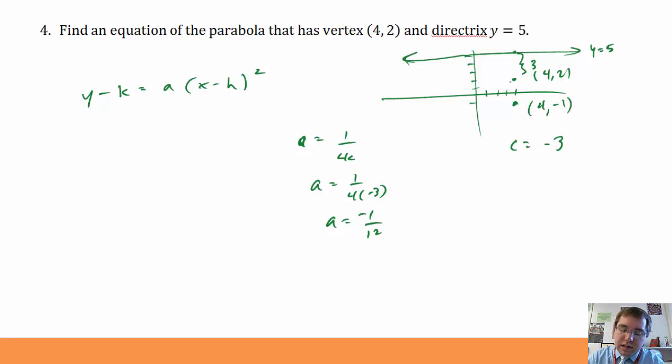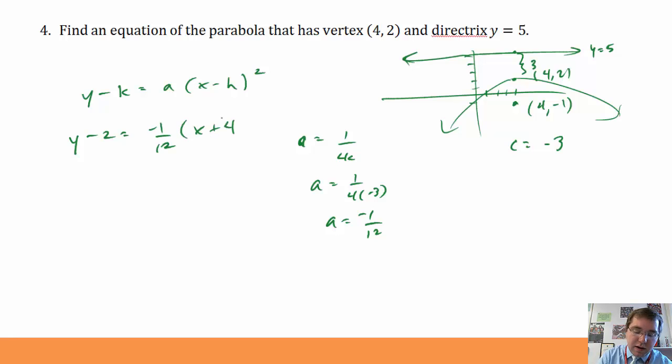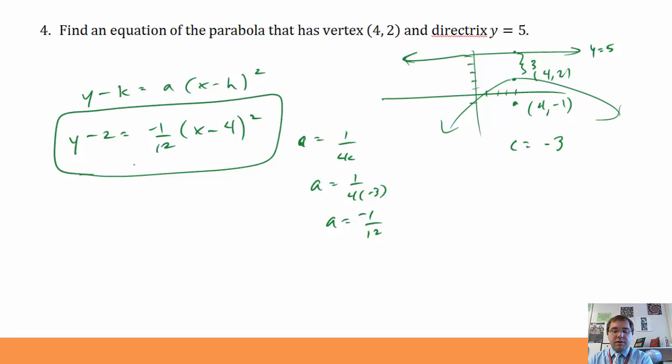Now if I forgot to make c negative, all I have to do is think about the graph, know that this is going to open down, so a must be negative. Okay, so I need to make sure my a has the correct sign. Alright, my vertex is 4, 2, so that means k is 2. So y minus 2 equals negative 1/12, that's my a, times x minus 4 squared. And that's my equation.